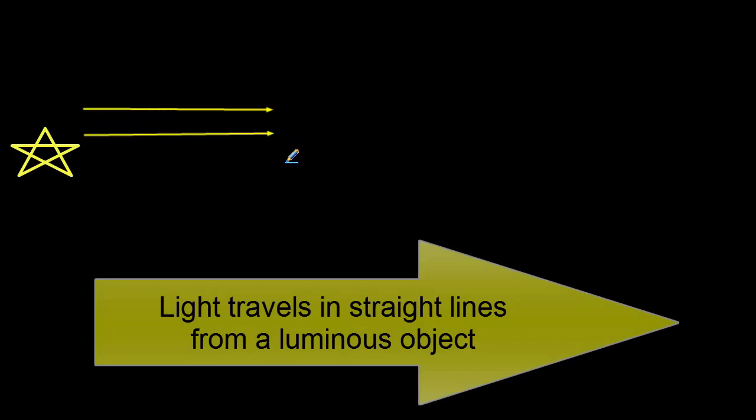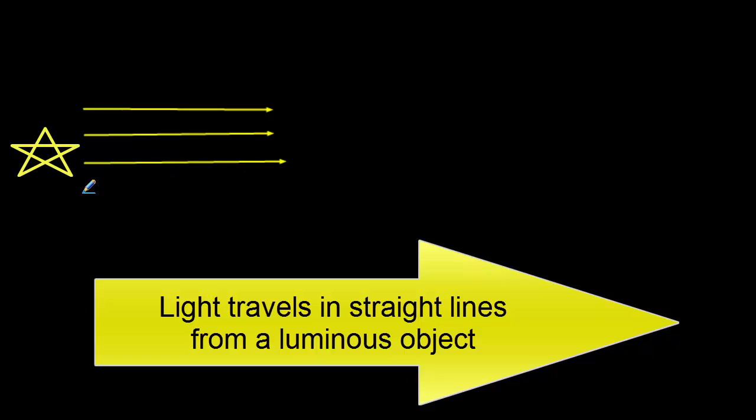Okay, so we're looking at drawing lights. What we need to understand straight away is that when we look at light, light travels in a straight line. When light is emitted as a form of energy from a luminous object, it's coming out in straight lines. That means that it can be blocked.